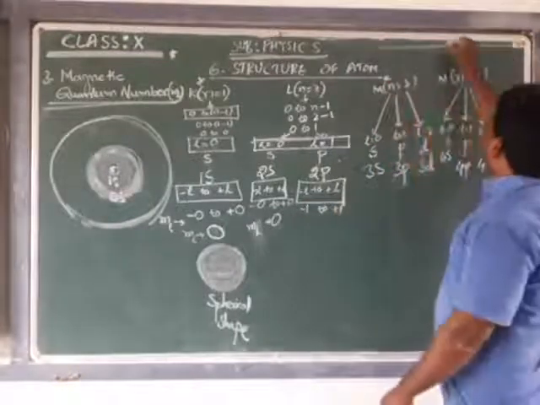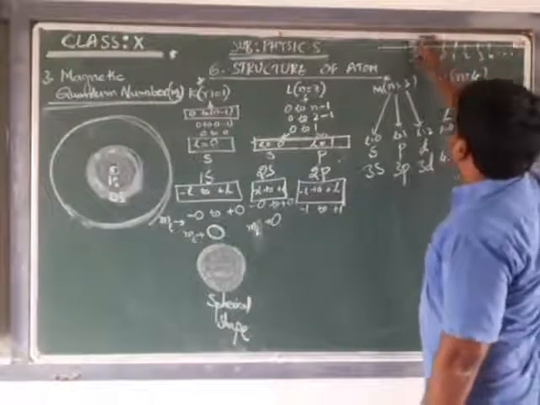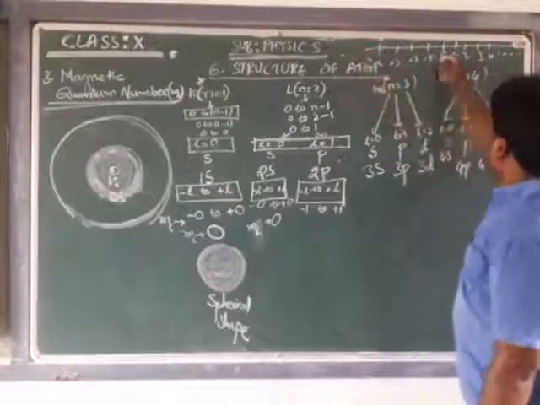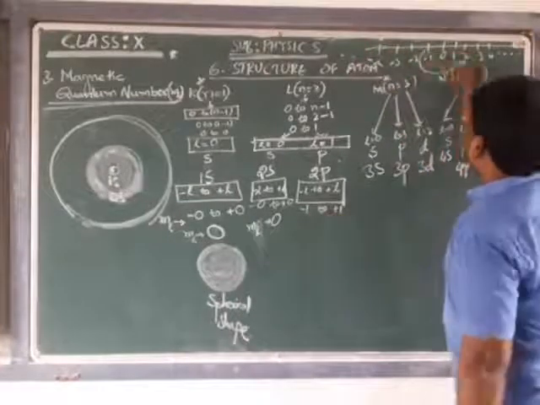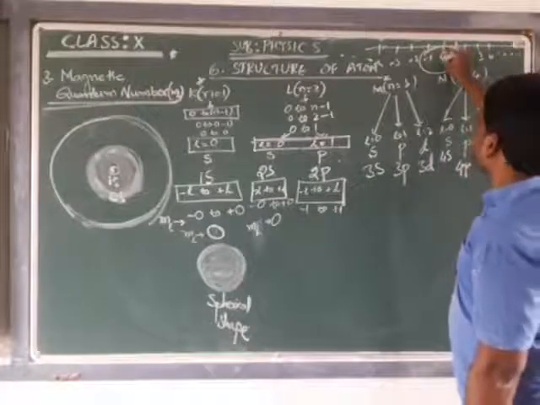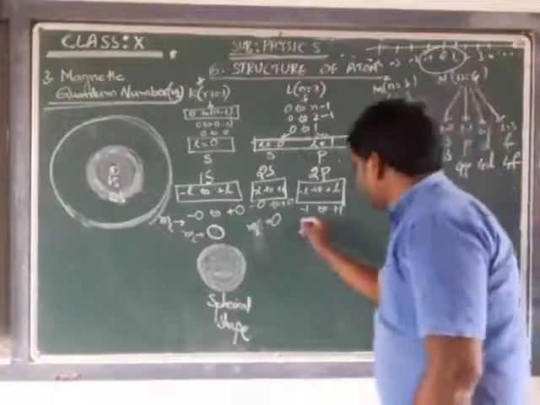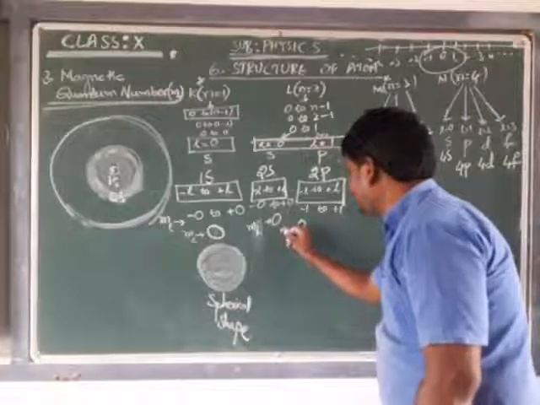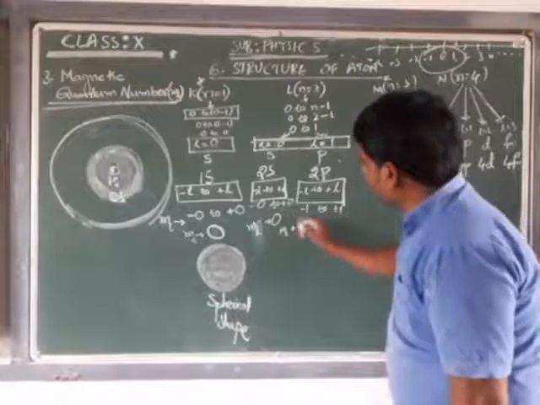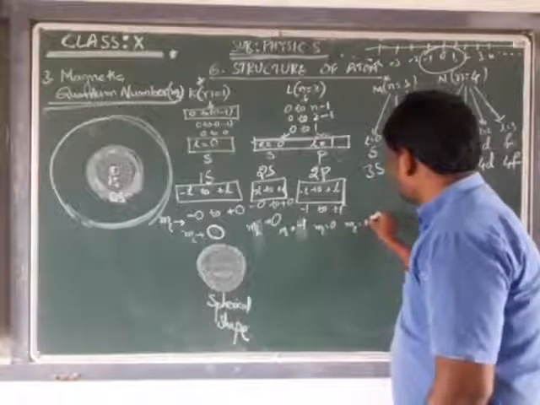If we take the number system, it is 0, 1, 2, 3, 4 and so on, and minus 1, minus 2, minus 3, minus 4 and so on. So minus 1 to plus 1. How many values do we have? Minus 1, 0 and plus 1. We have 3 values. That is Ml is equal to minus 1, Ml is equal to 0, Ml is equal to plus 1.